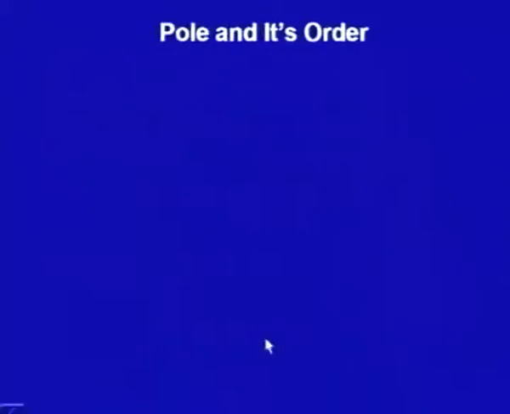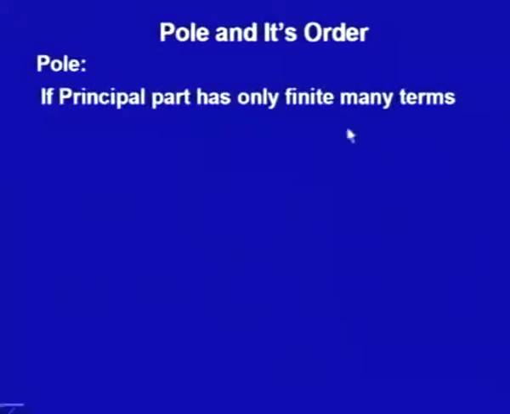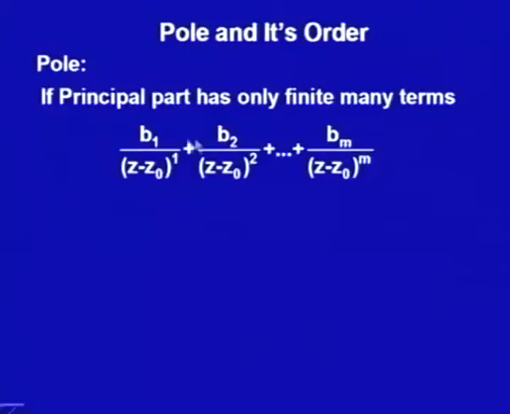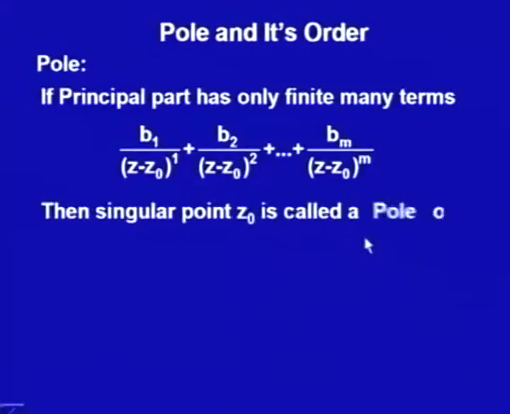We define a pole. If the principal part has only finitely many terms, that is, if the principal part is b_1 upon (z minus z naught) plus b_2 upon (z minus z naught) square and so on up to b_m upon (z minus z naught) to the power m, and then b_(m+1), b_(m+2) and all those are 0, then we say that the isolated singularity z naught is a pole and the order of that pole is m. So the singular point z naught is called a pole of f.